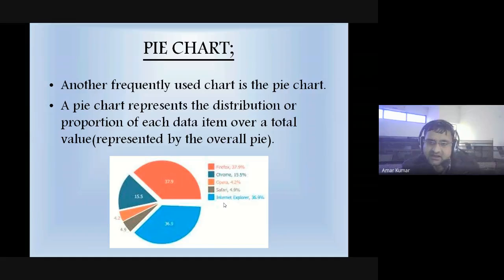So we have an Excel file or Excel sheet. In that sheet, we have the data about Firefox and the percentage of people who use it on a daily basis. So for that particular type of data, we will use a pie chart.